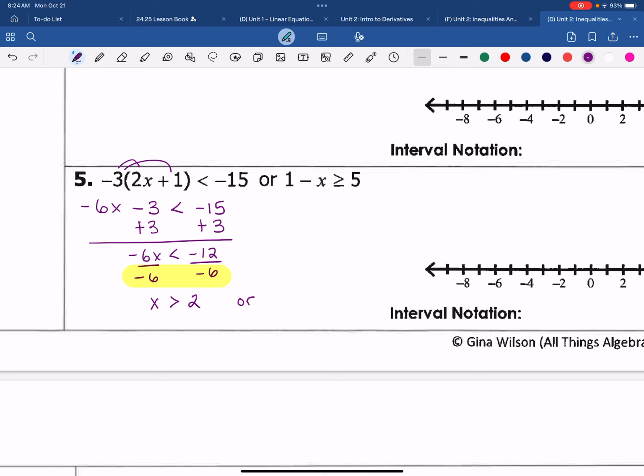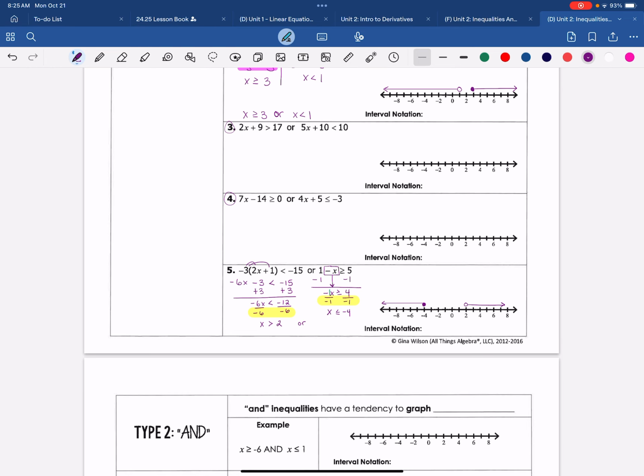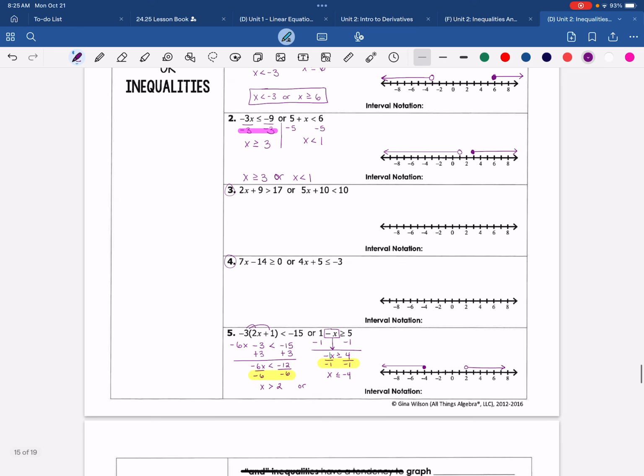Or, now on this one, I'm going to subtract 1 from each side. Be careful, I have a negative x that I need to bring down. So I have negative x is greater than or equal to 4. Now we have a little 1 hiding in there. I'm going to divide both sides by negative 1. When I divide by a negative, I need to switch my inequality sign. So we have x is less than or equal to negative 4, or x is greater than 2. All right, so those are our OR inequalities. You're now going to do some practice on those on Delta Math before you try some AND inequalities.